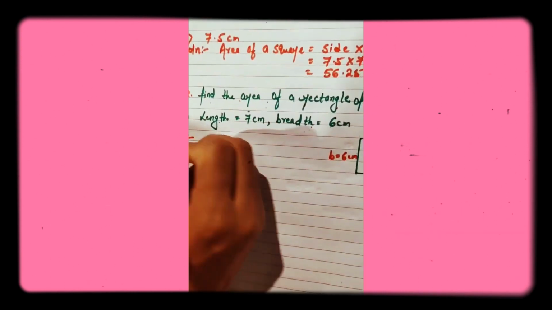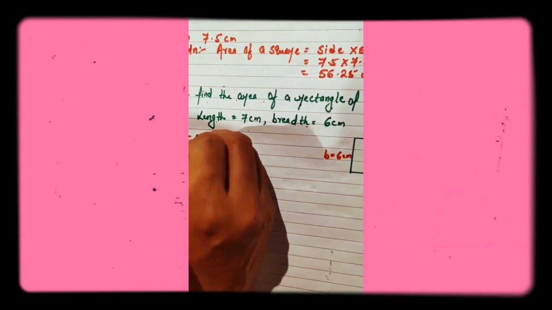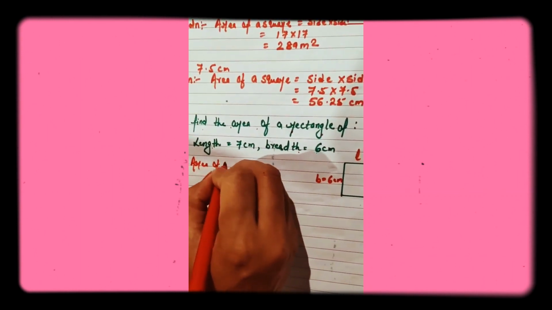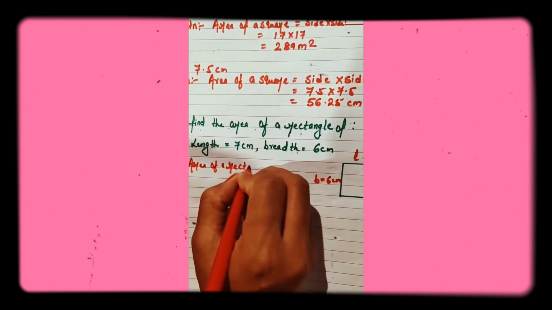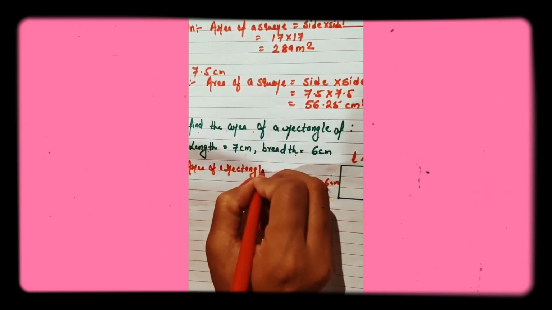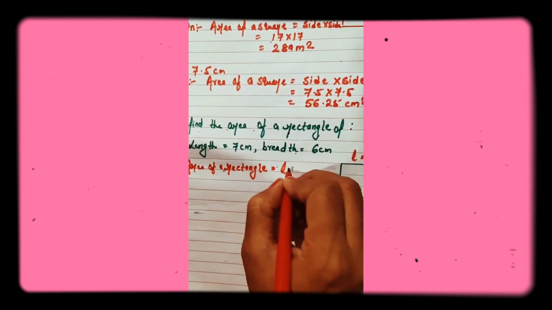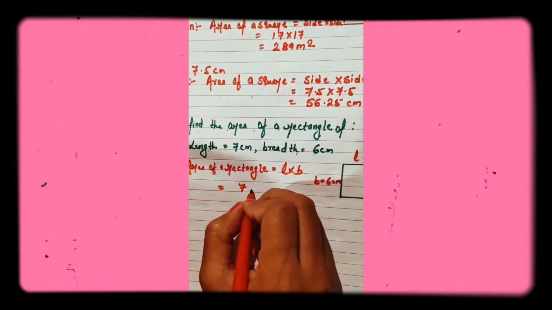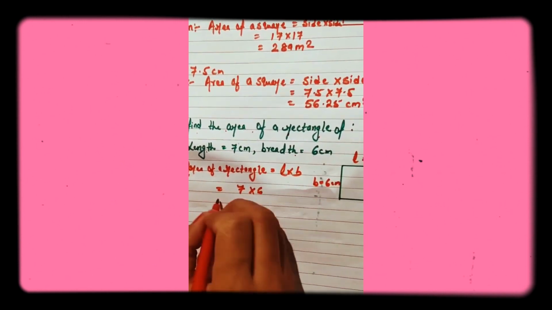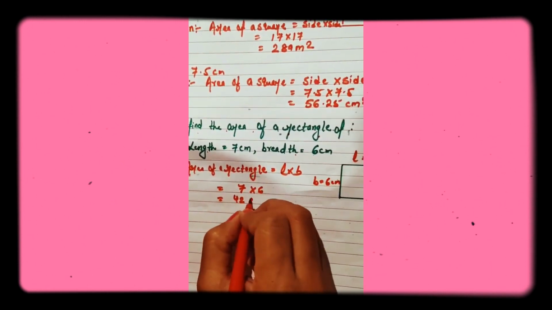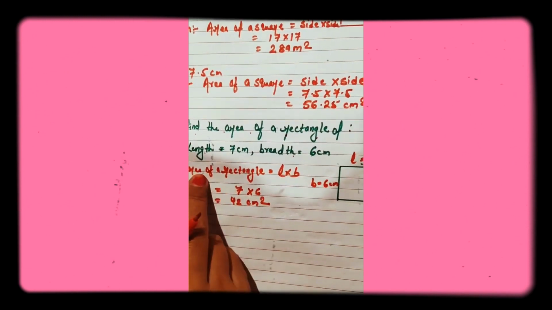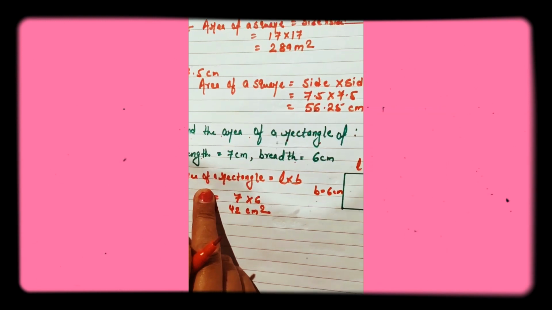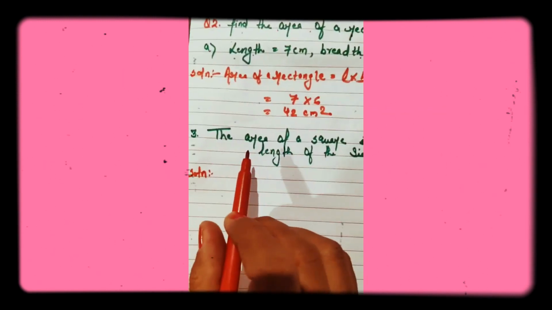Go with the formula. Area of rectangle equal to length into breadth. Length is given 7 and breadth is given 6. 7 6s are 42 centimeter square. B number same process you have to solve yourself.